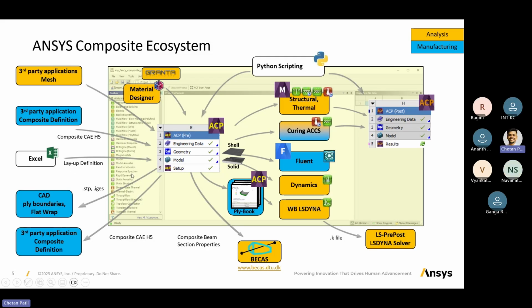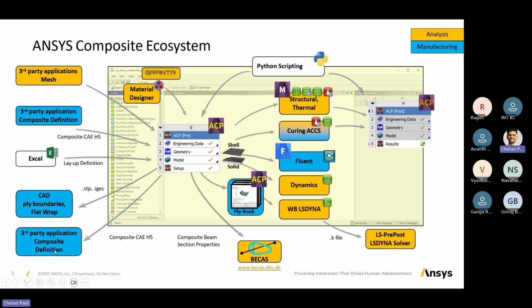Then you can export the models or the plies that you have created in terms of CADs, then flat wraps. Flat wraps are the manufacturing models that you are exporting from the ACP module itself. They will help with the manufacturing process: what kind of laminate you need to create, and the structure of the laminate with respect to the curvatures that you are trying to wrap on the model. We can export all those things over here. We'll discuss those things in the demonstration as well.